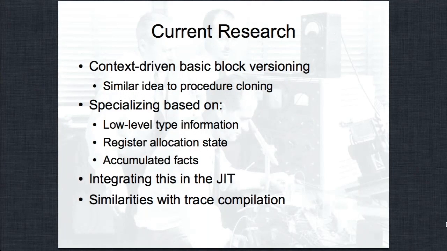So what I'm currently doing in terms of research is exploring this idea of context-driven basic block versioning. It's an idea that's similar to procedure cloning, but that operates at a lower level. Basically, I'm specializing code, specializing basic blocks based on low-level type information and register allocation states, and also eventually probably based on accumulated information during compilation. I'm in the process of integrating this in the JIT. And it's interesting because it's got some similarities with trace compilation, but it works within a method-based compilation framework.